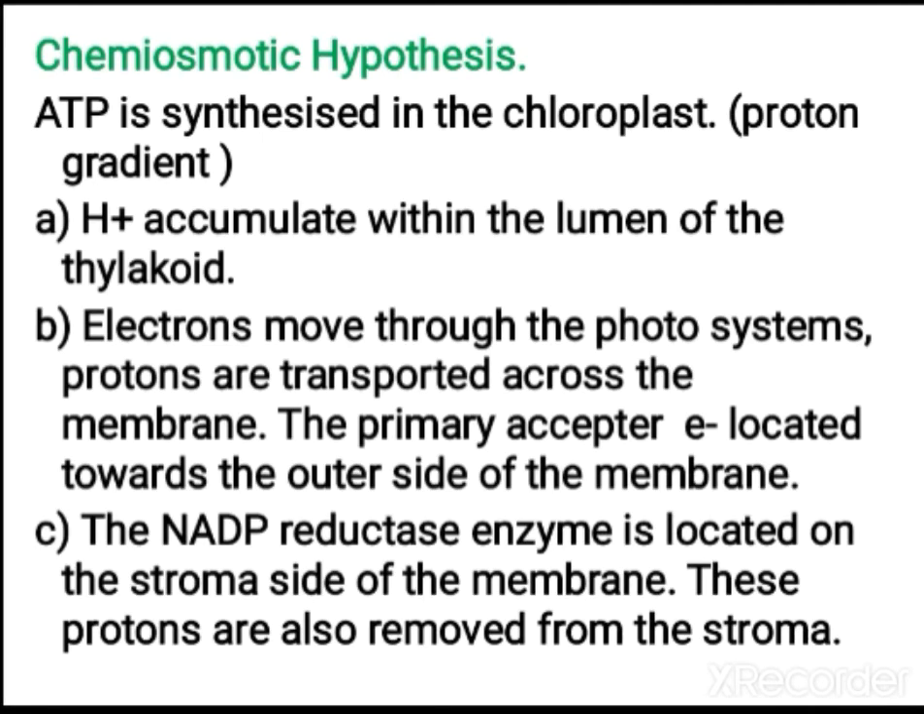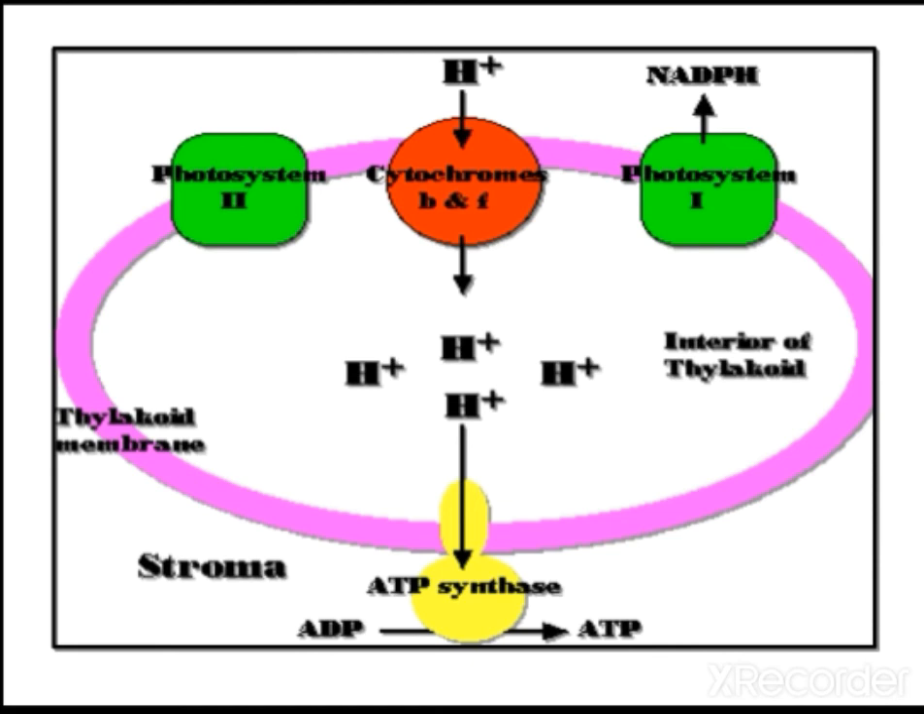Next, let us see the chemiosmosis process. Here ATP is synthesized in the chloroplast according to the proton gradient. Let us see the diagram. Can you see the protons? When photosystem 1 and photosystem 2 are working during non-cyclic phosphorylation, NADPH and ATP both are produced. During this production, the protons get accumulated inside the thylakoid.